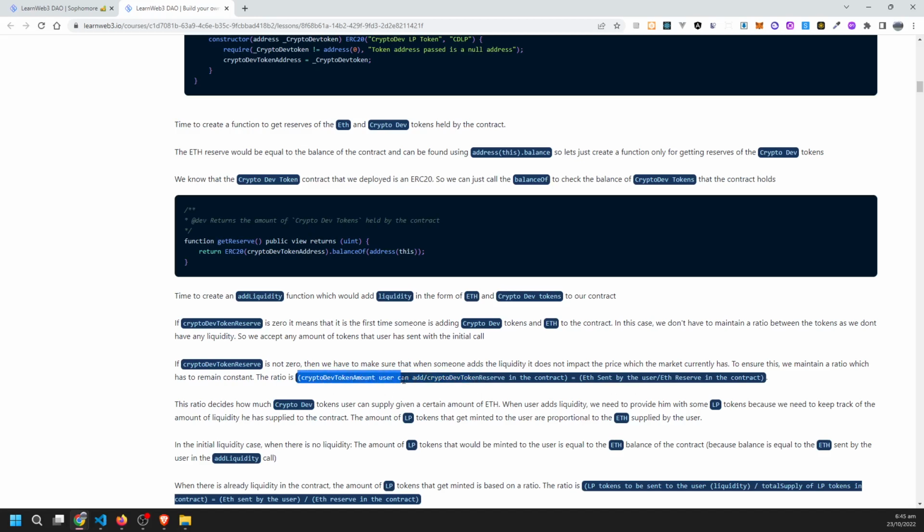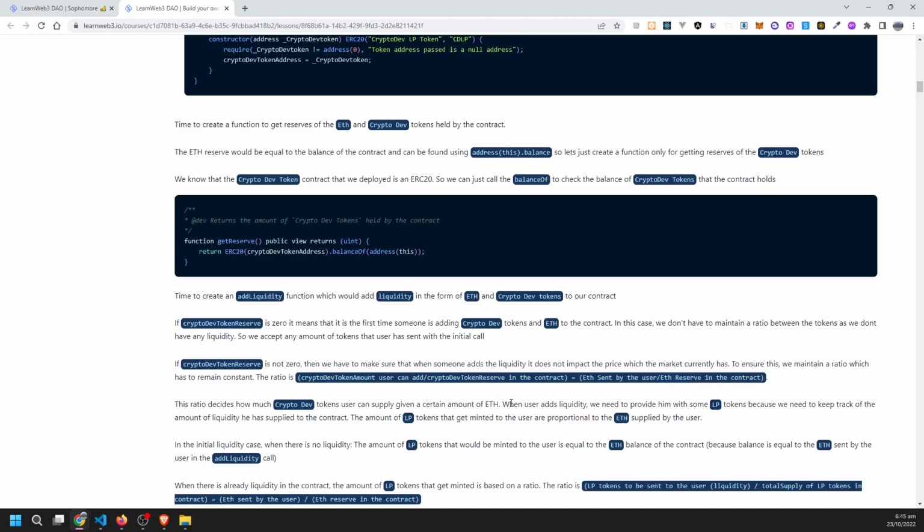Crypto dev token amount the user can add divided by the crypto dev token reserve in the contract equals the ether sent by the user divided by the ether reserves in the contract. So this will decide how much crypto dev token the user can supply.